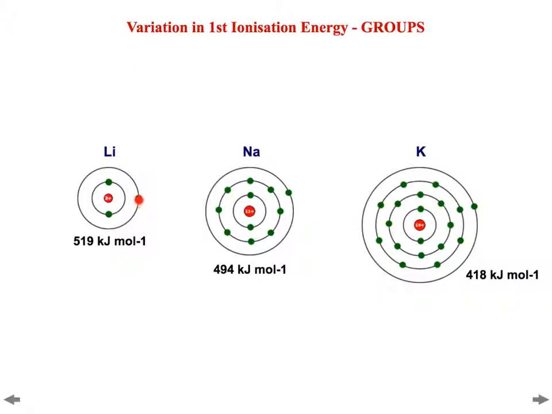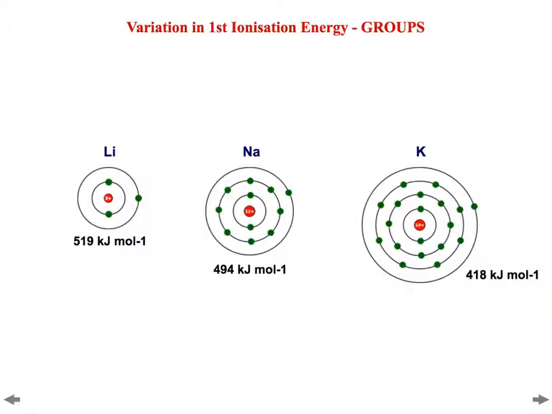You're always removing the outermost electron. So in this case, this one here for lithium, this one here for sodium, this one here for potassium. So as you go down a group, you can see the trend is that the first ionization energy decreases. So that means that lithium, this one, is the hardest to remove, and potassium, that's the easiest to remove.